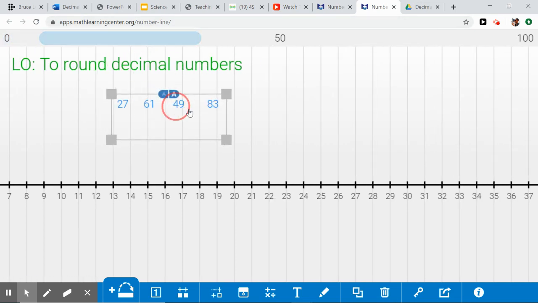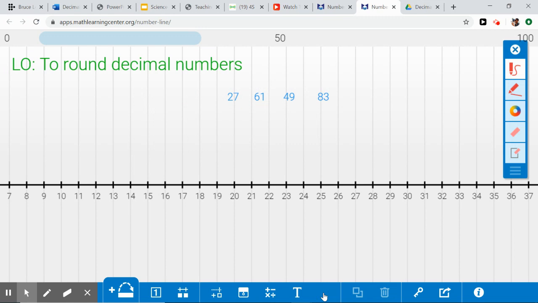So let's move across. So 27 lies between 20 and 30. And you can see that 27 is closer to 30. So 27 rounded to the nearest 10 would be 30.